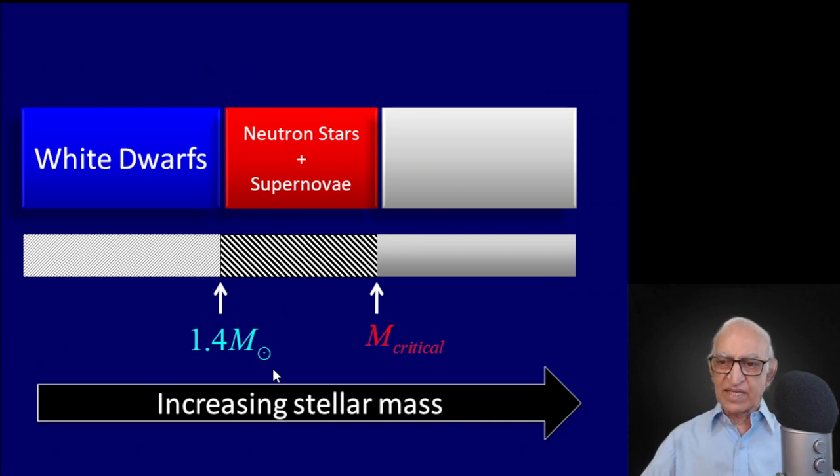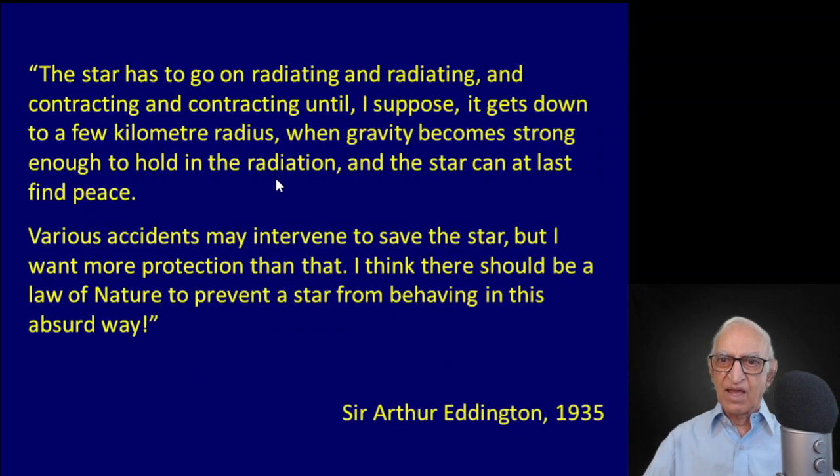So they concluded that really massive stars will not find peace as white dwarfs or as neutron stars, but will become black holes. As I said, the day this paper appeared in Physical Review, in September 1939, World War II was declared, and nobody paid attention to physics for the next 6 years or so.